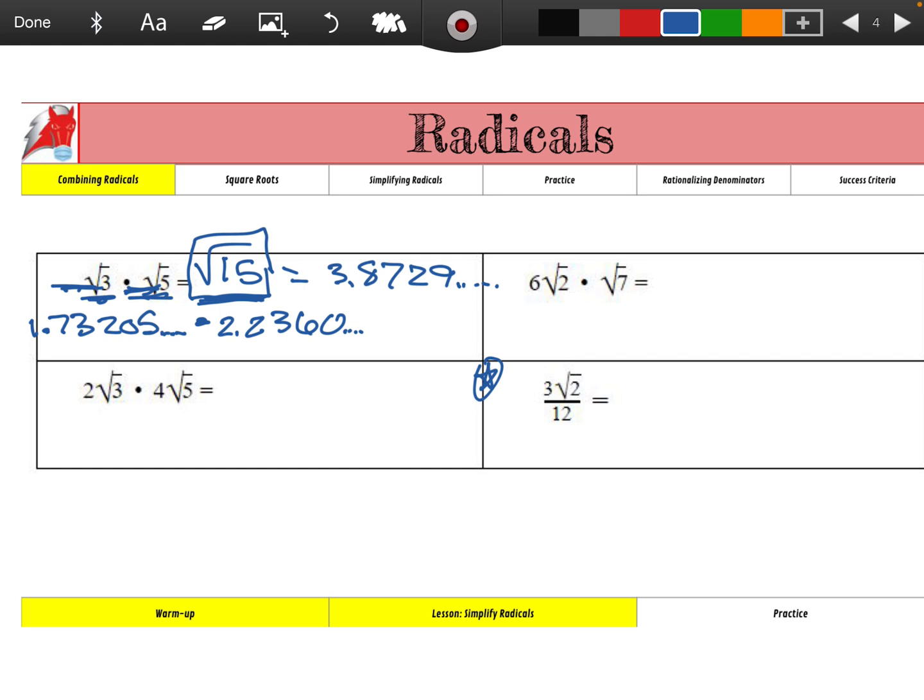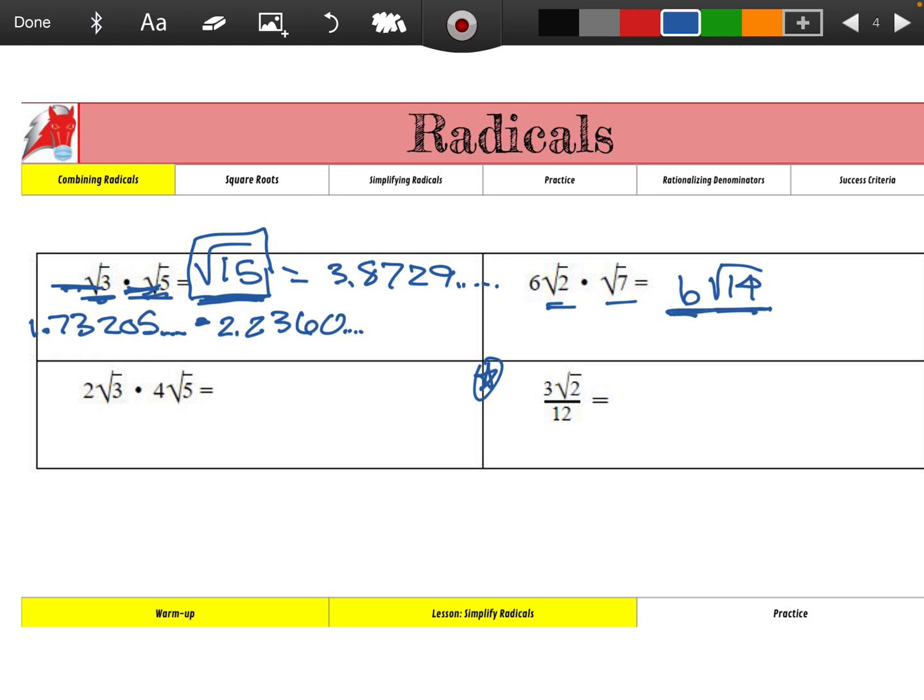Next one here, multiplying what I reference as the like terms, the radicals. This 6 stays with it. 7 and 2 give me root 14, and it'll just stay that way. There's nothing more that I can do. I can't do 6 times root 14 and get something nice, so we just leave it like that.